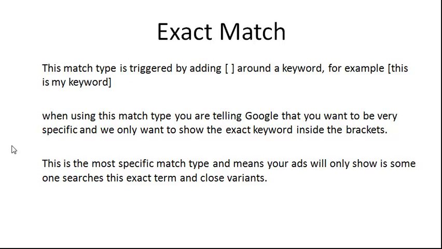The next match type we're going to look at is exact match, and this is triggered by putting brackets around the keyword. So again, I've shown an example here. This is my keyword, and you can see it has brackets around it. When we use this match type, we're telling Google that we want to be very specific, and it means your ads will only show if someone searches this exact search term and extremely close variants.